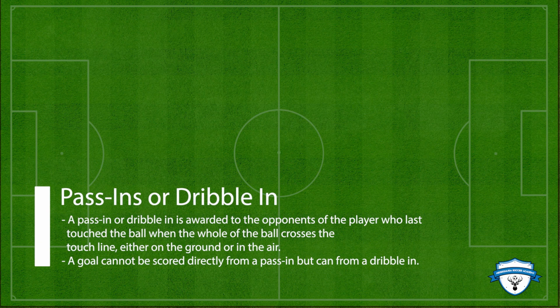A pass-in or dribble-in is a method of restarting play. A pass-in or dribble-in is awarded to the opponents of the player who last touched the ball when the whole of the ball crosses the touchline, either on the ground or in the air. A goal cannot be scored directly from a pass-in, but can from a dribble-in.